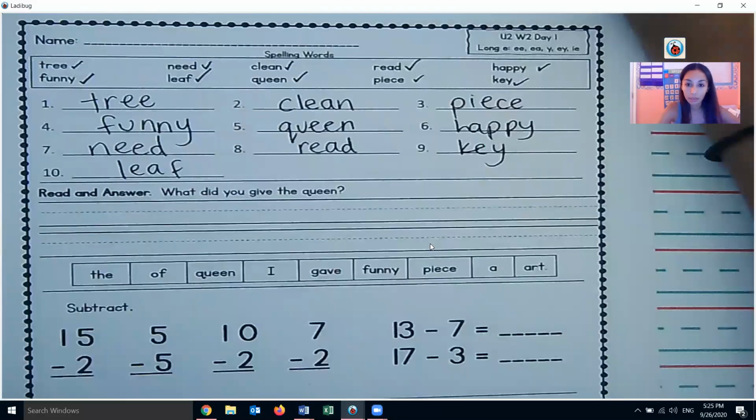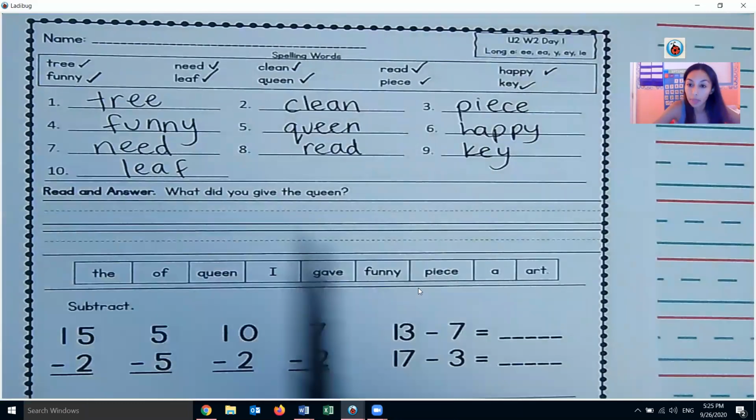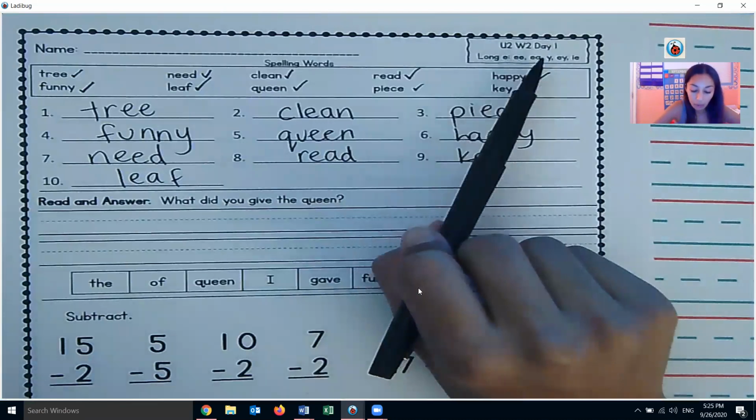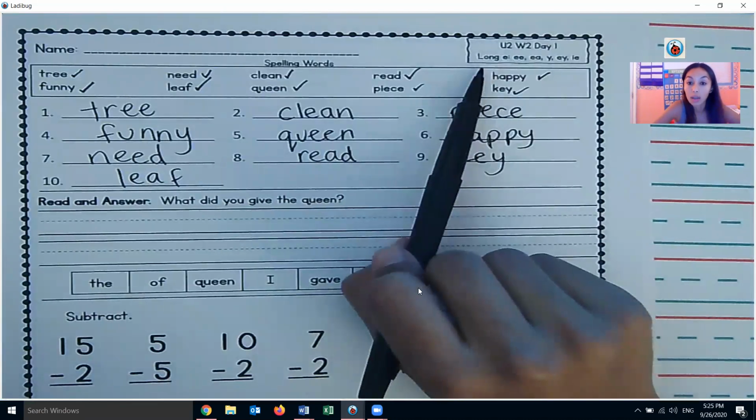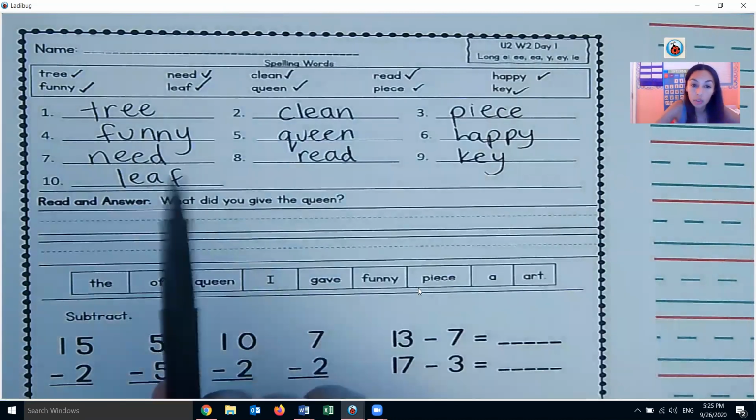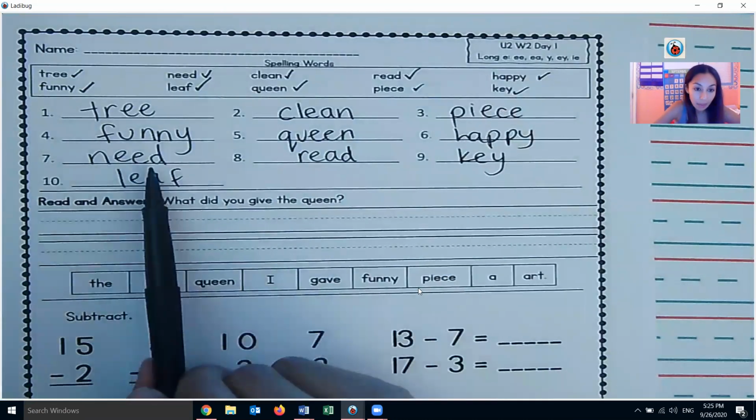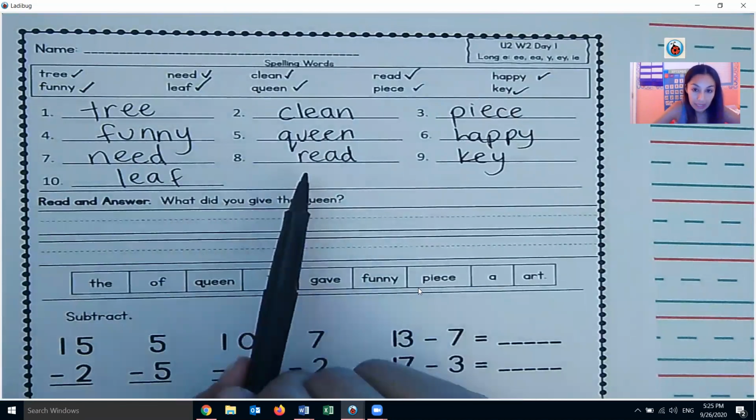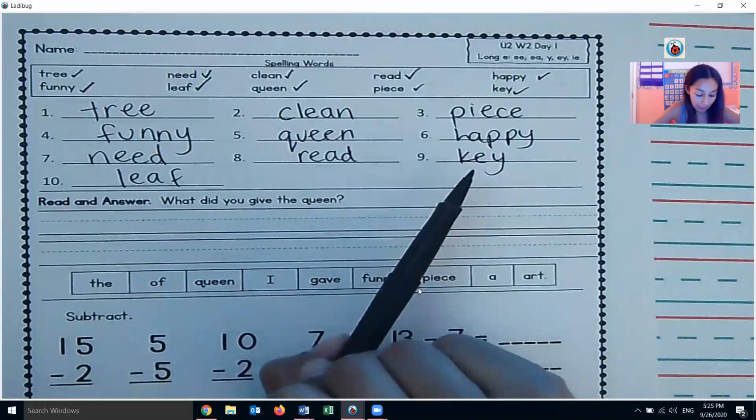I am going to get started with our daily packet, which we kind of went away from last week, but I do want to go back to it. So I want to go here, and I just went through and wrote down all of my spelling words. So I'm on unit 2, week 2, day 1. Our pattern for this week is long E, that says the alphabet E when you hear the word. So we have the words tree, funny, need, leaf, clean, queen, read, peace, happy, and keep.